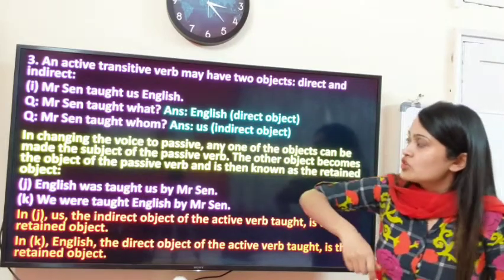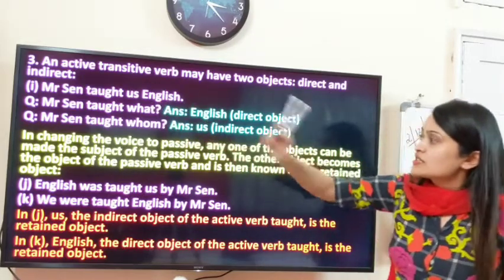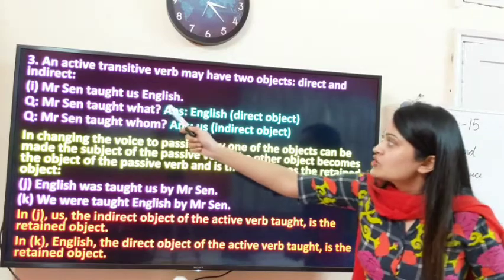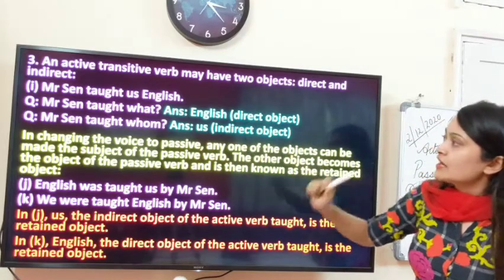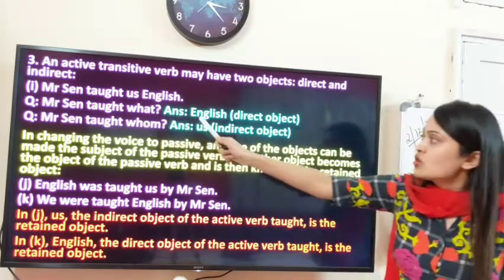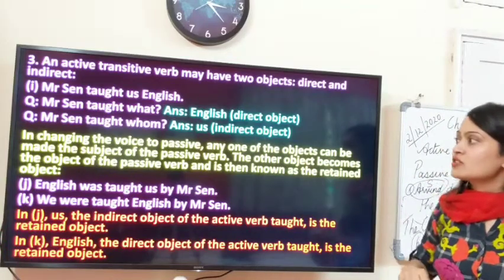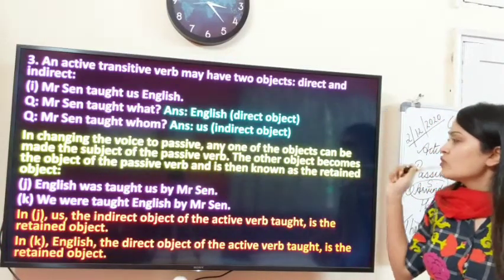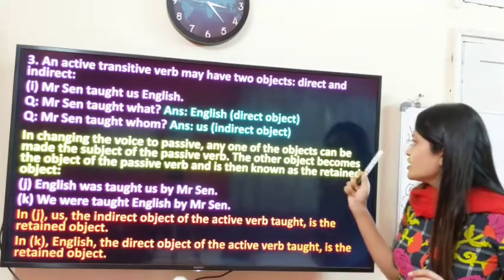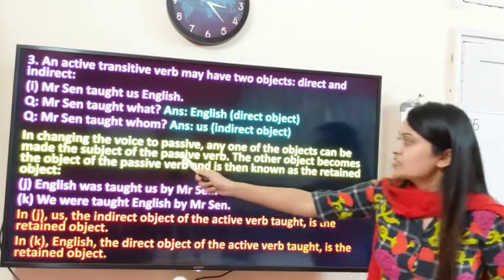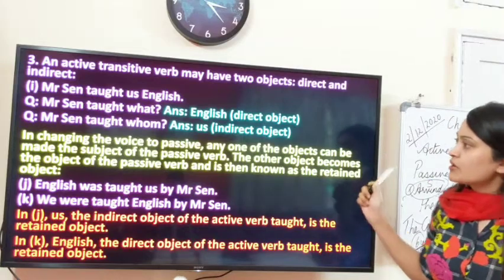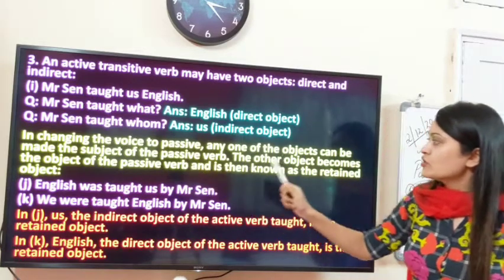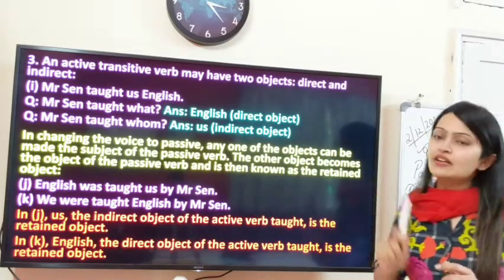Direct and indirect object. Mr. Sen taught us English. Mr. Sen taught what? English. That is the direct object. Mr. Sen taught whom? Us. That is the indirect object. In changing the voice to passive, any one of the objects can be selected. Okay, children? Any one of the objects can be made the subject. The other object becomes the object of the passive verb and is then known as the retained object.